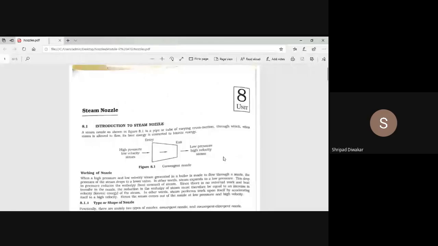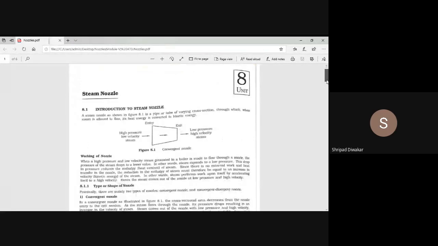Okay, I'll continue. As in the previous class, we discussed the nozzle. A nozzle is a device which increases the velocity at the expense of the pressure. So pressure decreases and velocity increases. In this class, I'm going to do the derivation of the condition for maximum discharge.